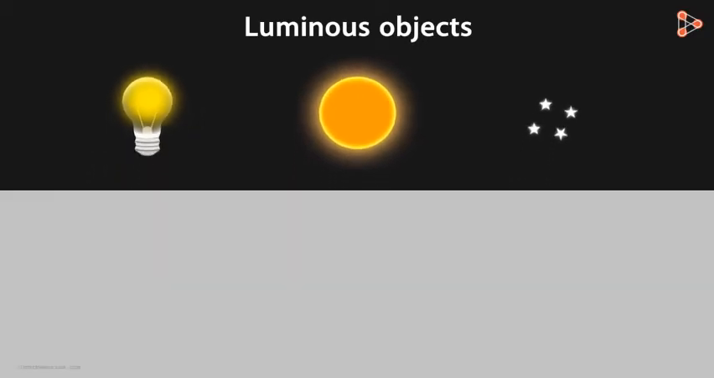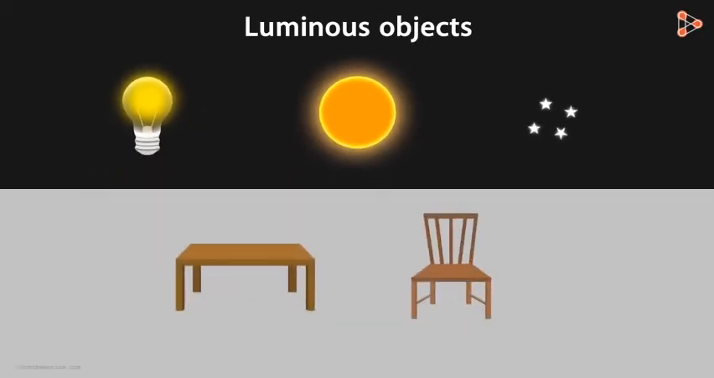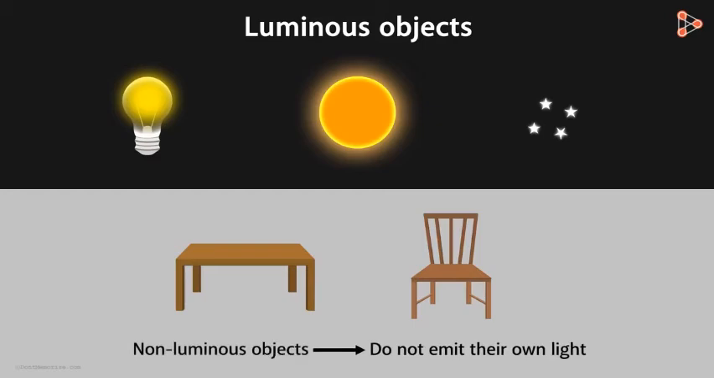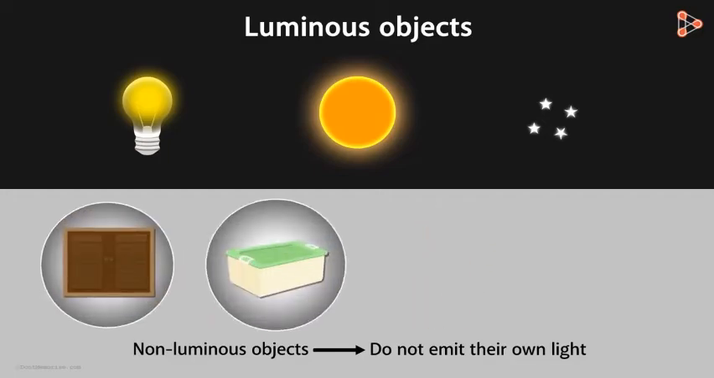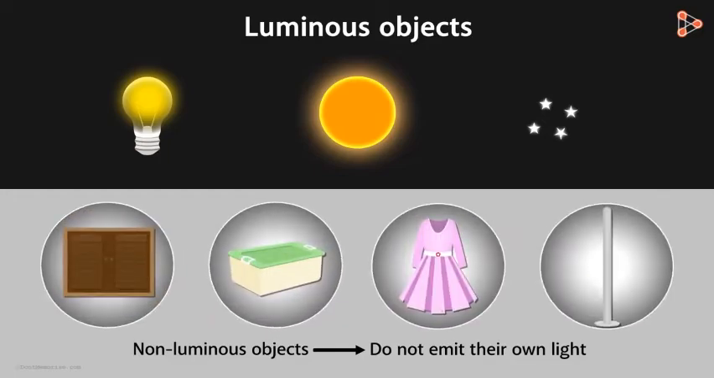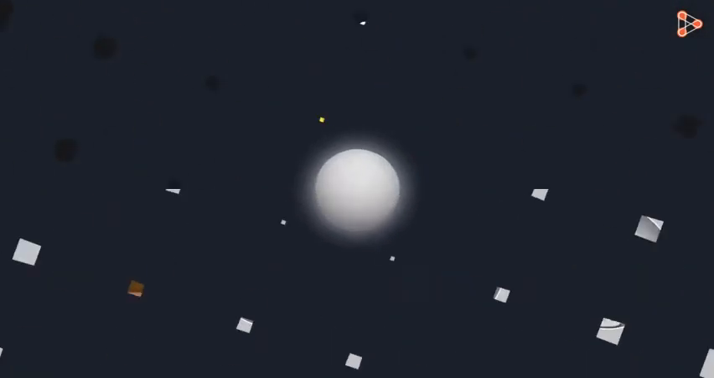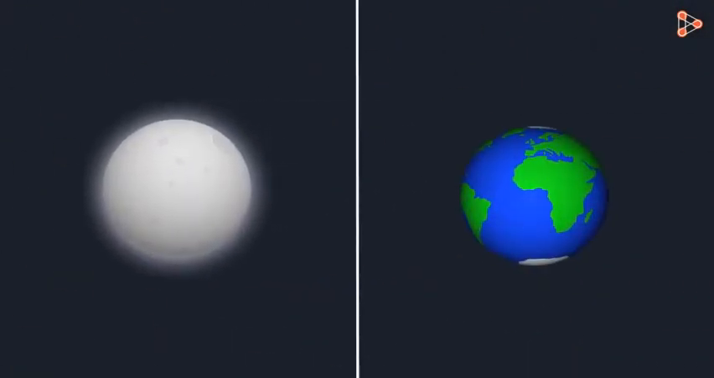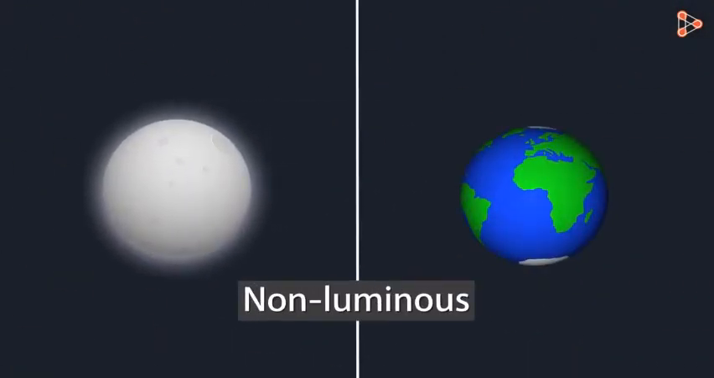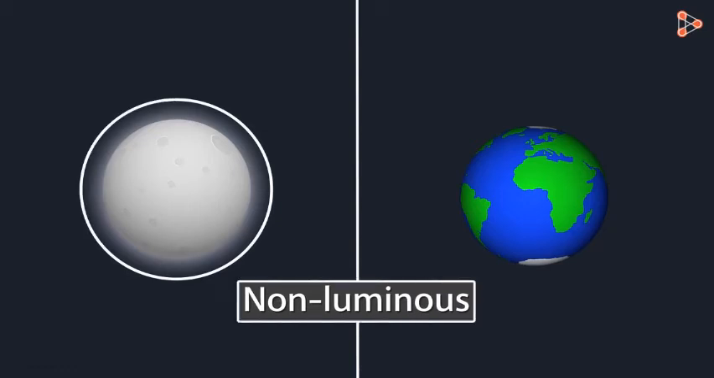What about objects such as this table and chair? Do they emit their own light? No, these objects do not emit their own light. Such objects are called non-luminous. Almost everything around us is non-luminous. Objects made up of wood, plastic, cotton, metal are all non-luminous. What about the moon and the planets? They are also non-luminous. But if the moon is non-luminous, then how come we are able to see it at night?